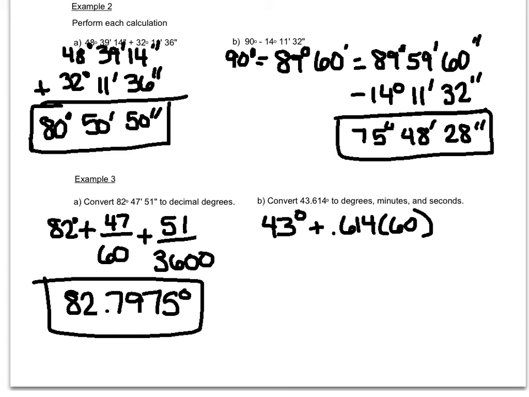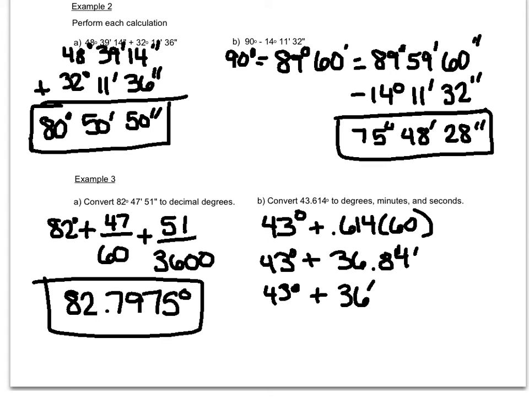When we do that, we get 36.84. So we have 43 degrees plus 36.84 minutes. Then we're going to take our 0.84, so we have 43 degrees plus 36 minutes. And then we're going to take our 0.84 and multiply again by 60 because it was in minutes and now we're converting to seconds, and there are 60 seconds in 1 minute.